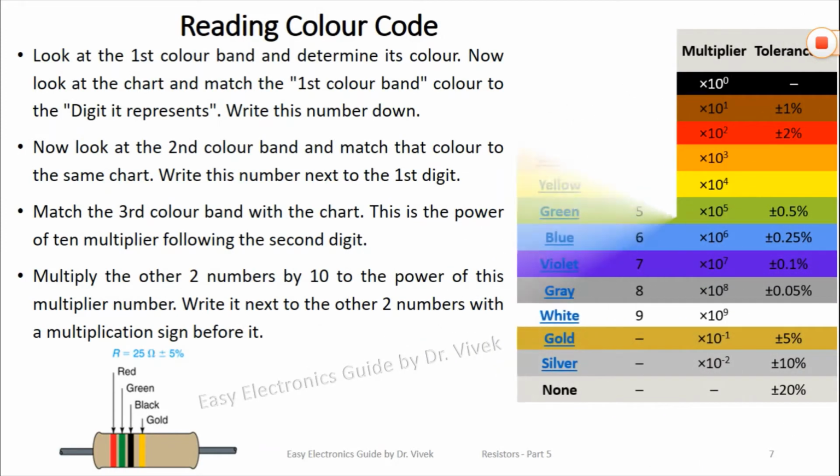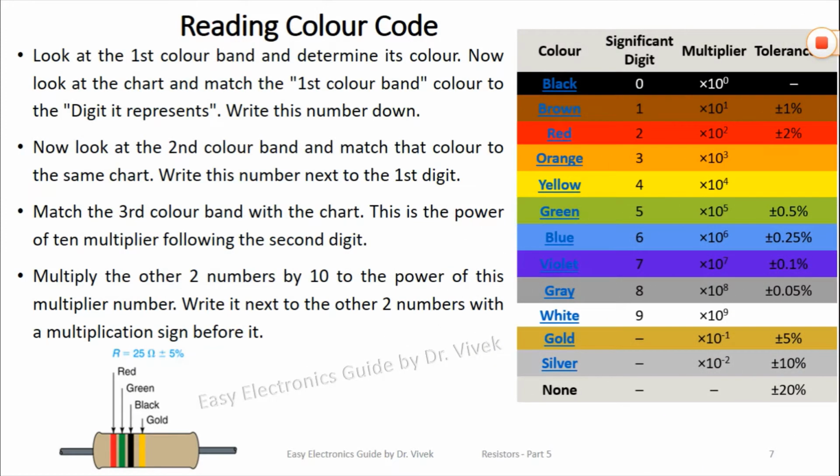Let us see how can we interpret the color coding. First, look at the band which is close to the end of the resistor. This is our first color band. Find the number related with this color. This is the first digit of the resistance value.